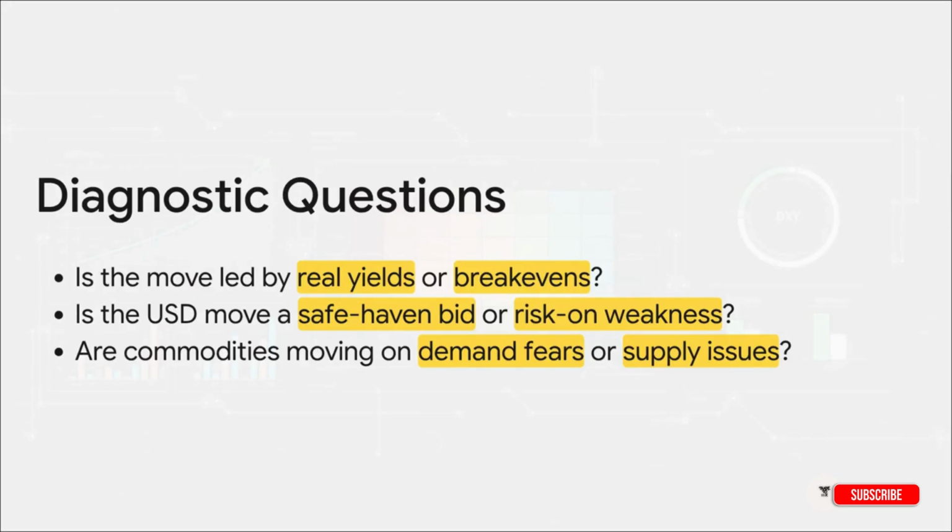And to actually interpret what that dashboard is telling you, you just need to ask 3 simple diagnostic questions. First, is the bond market worried more about growth or about inflation? Second, is the dollar moving because of fear or is it moving because of optimism? And third, are commodities falling because of weak demand or because of some separate supply issue? The answers to these questions will tell you exactly which regime you're in.